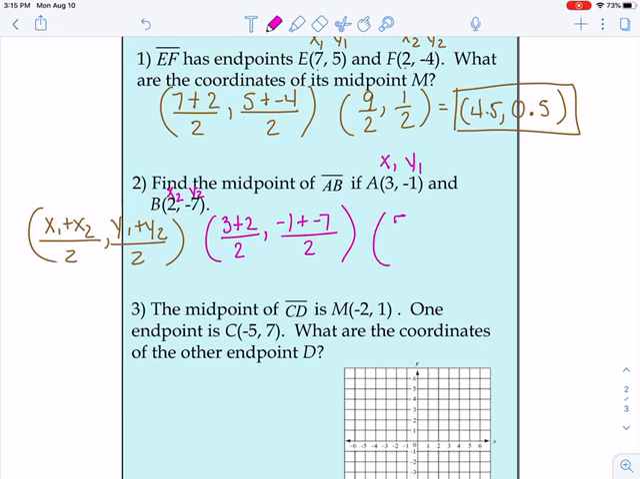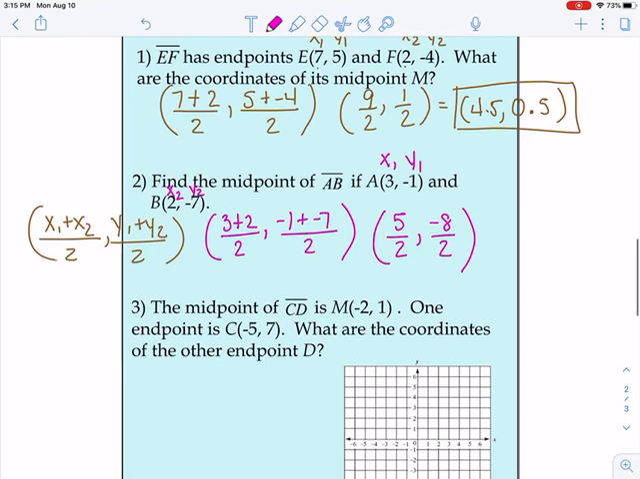So 3 plus 2 is 5. So we'll have 5 divided by 2. And -1 plus -7 is -8. And we'll have -8 divided by 2. 5 divided by 2 will give me an answer of 2.5. So my x-coordinate of my midpoint is going to be 2.5. And my y-coordinate, -8 divided by 2, will give me a -4. So 2.5, -4 is going to be my midpoint there.